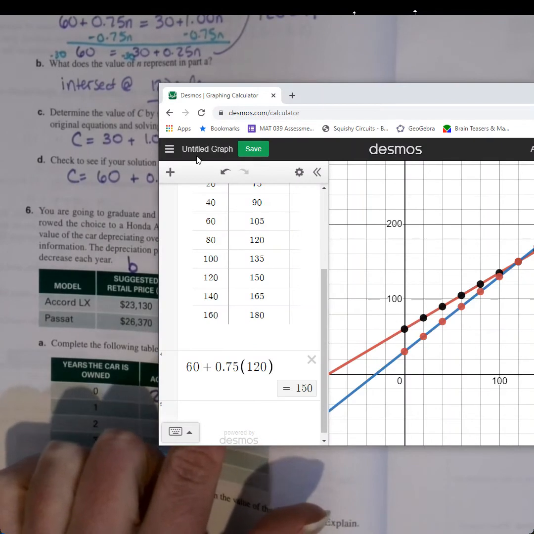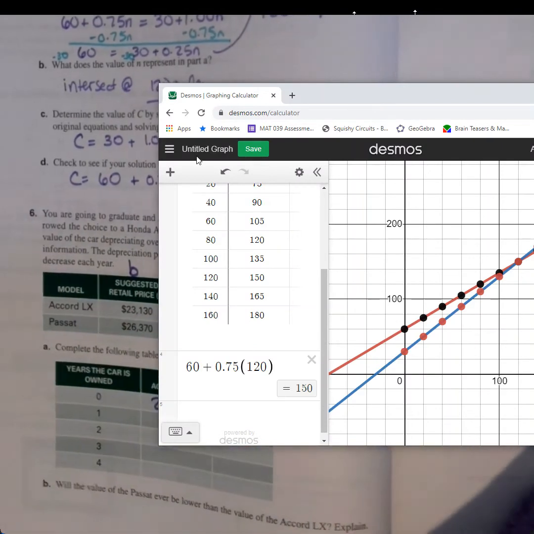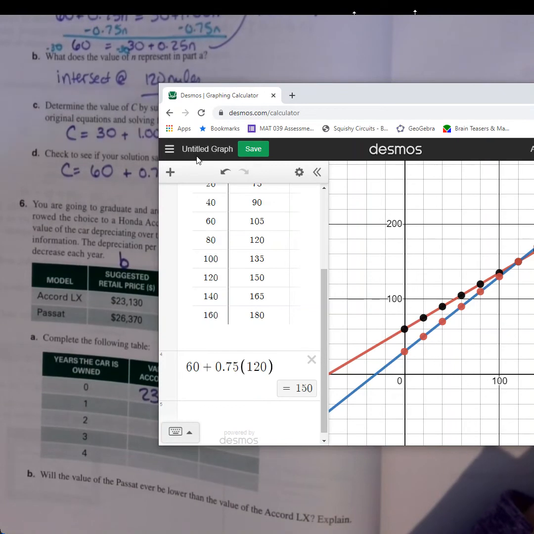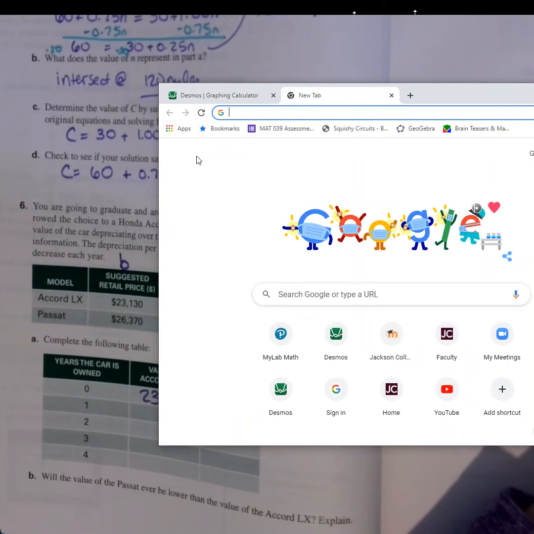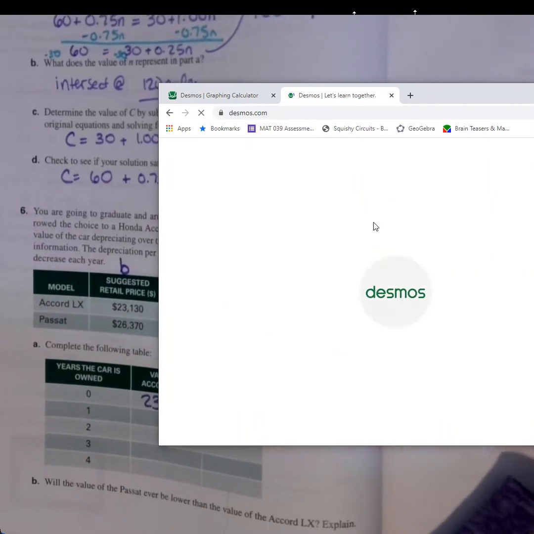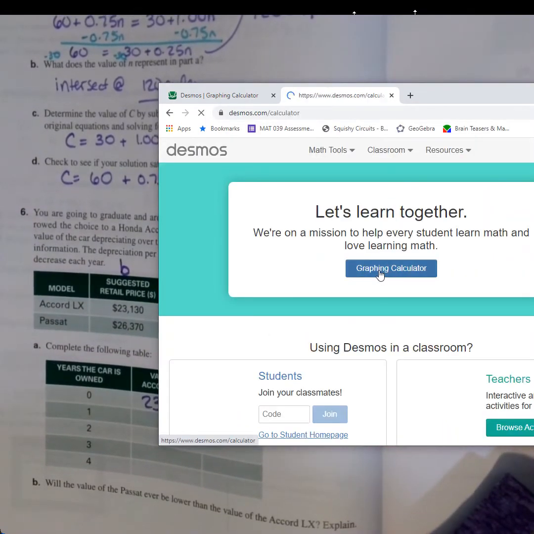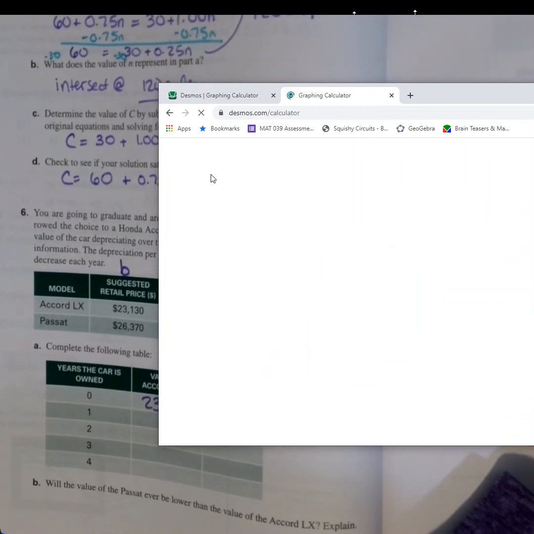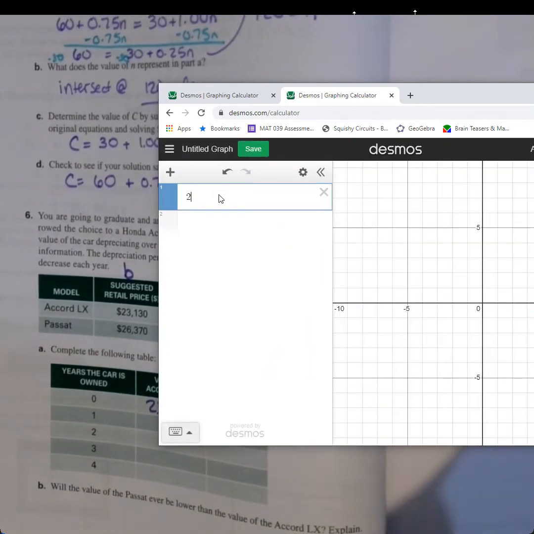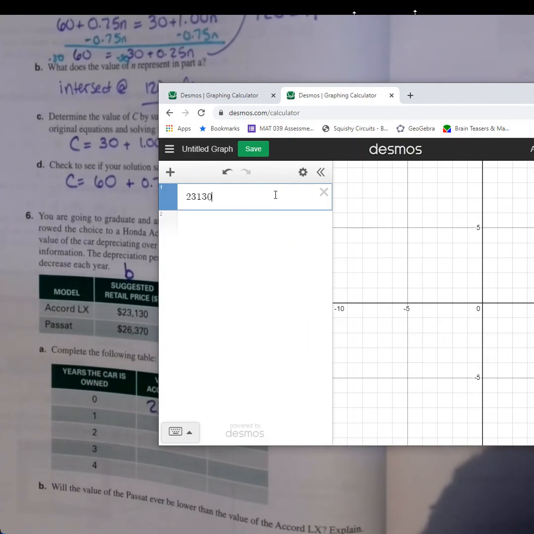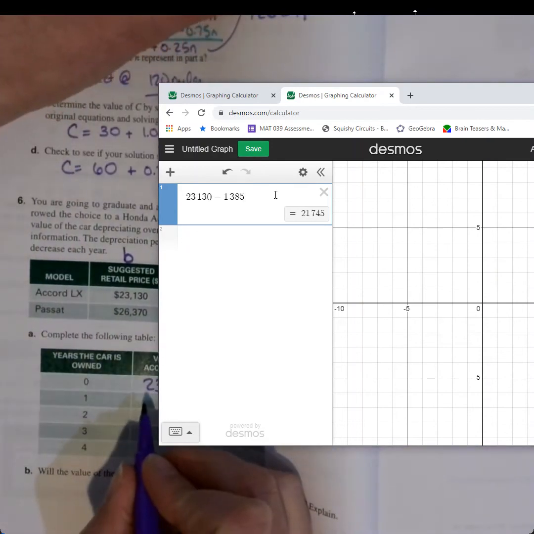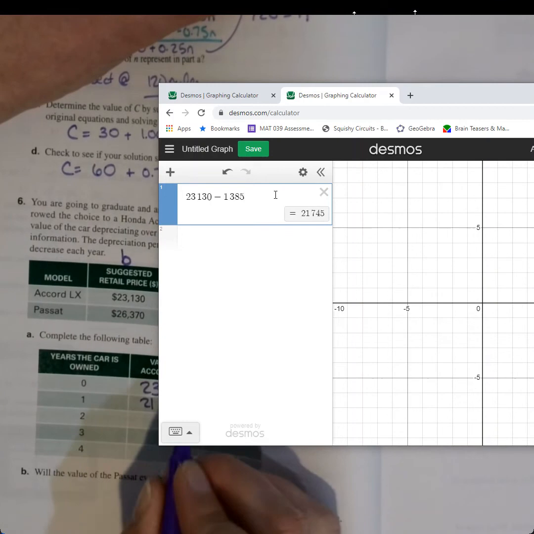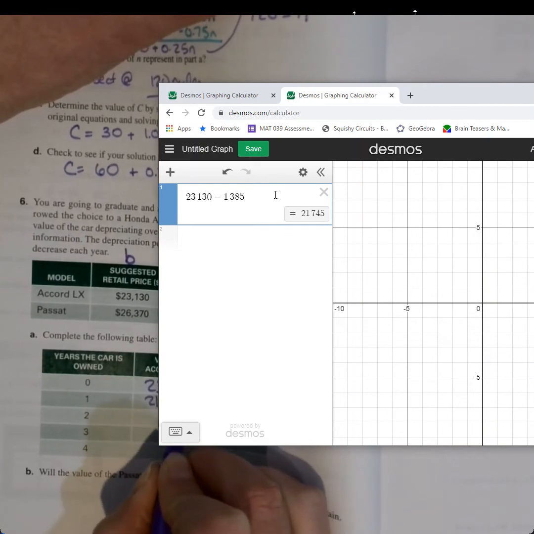Let me open up a new graph right here. Just in case I need to come back to that previous example, I'm going to keep it open. And we are taking our 23,130 and we're subtracting our 1,385. And so this value is 21,745.